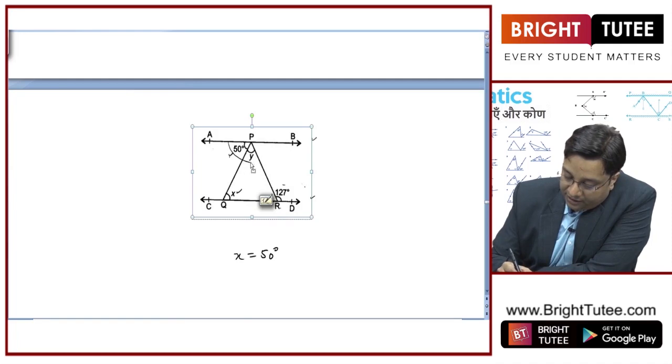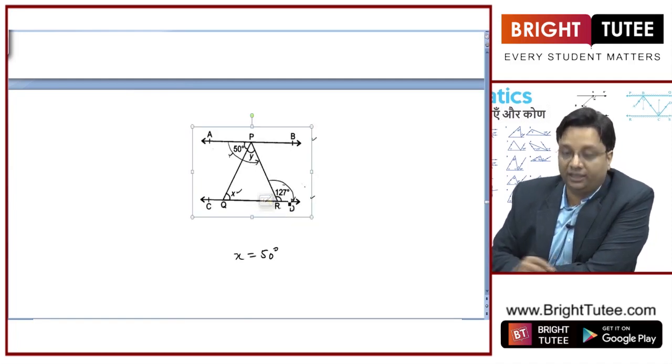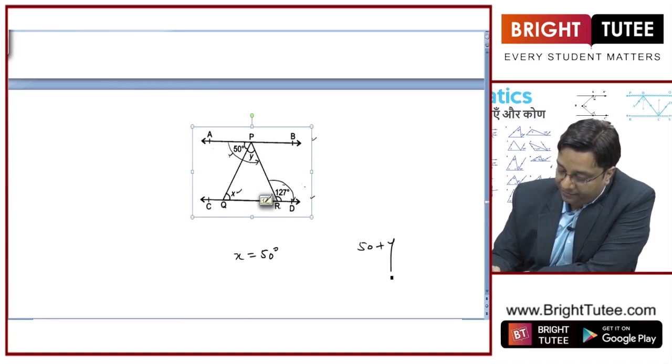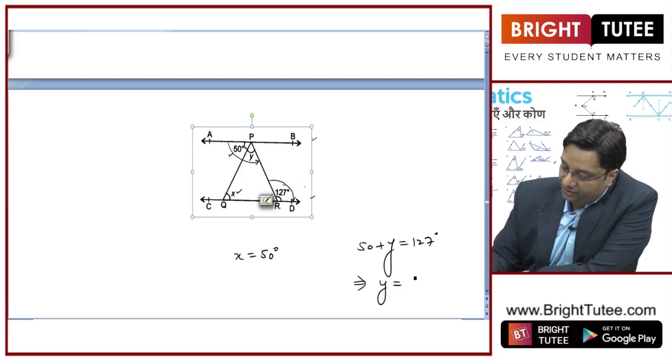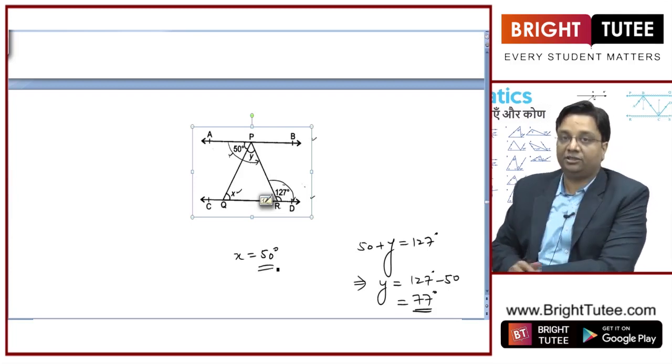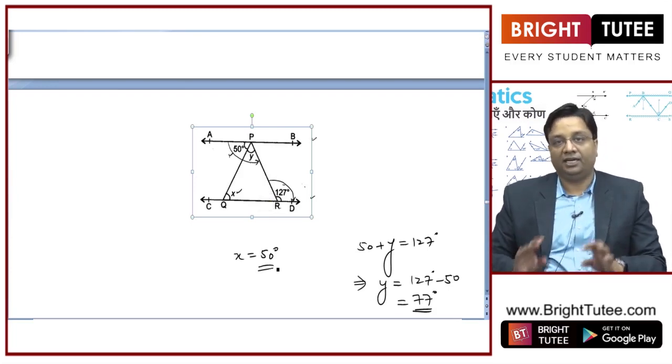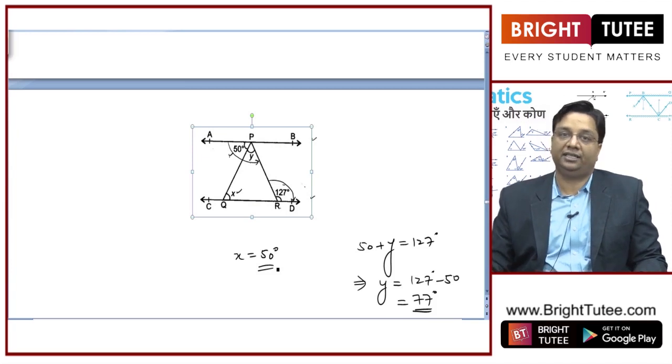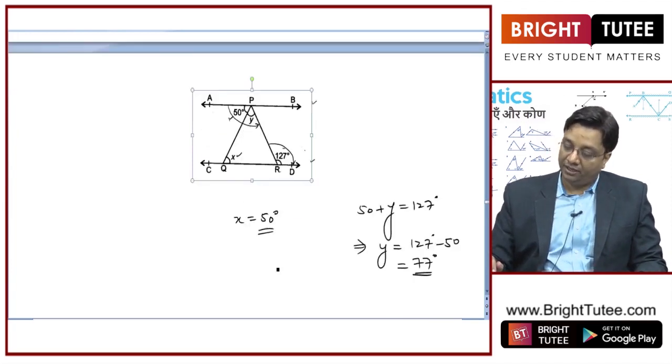And look at these angles. This angle will be equal to this angle. These are also alternate interior angles. So 50 plus Y is equal to 127. Hence Y is equal to 127 minus 50, that is 77 degrees. So these are the measures of X and Y. I have just applied the alternate interior angles property.